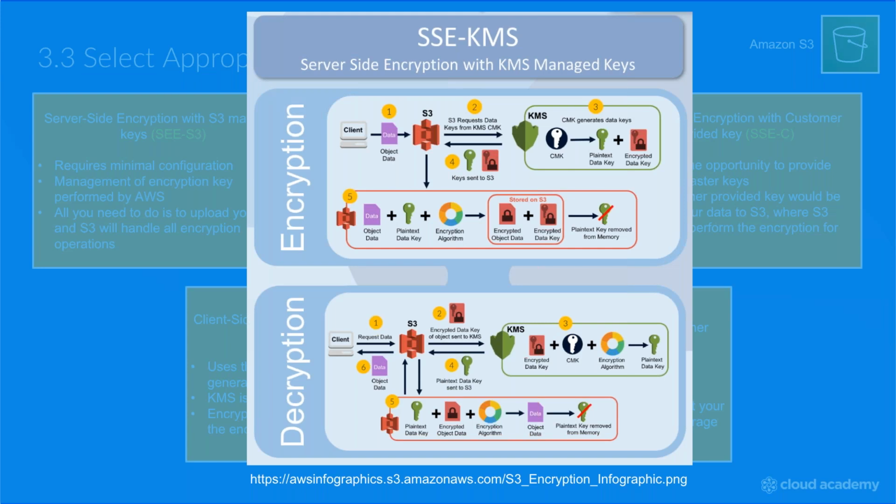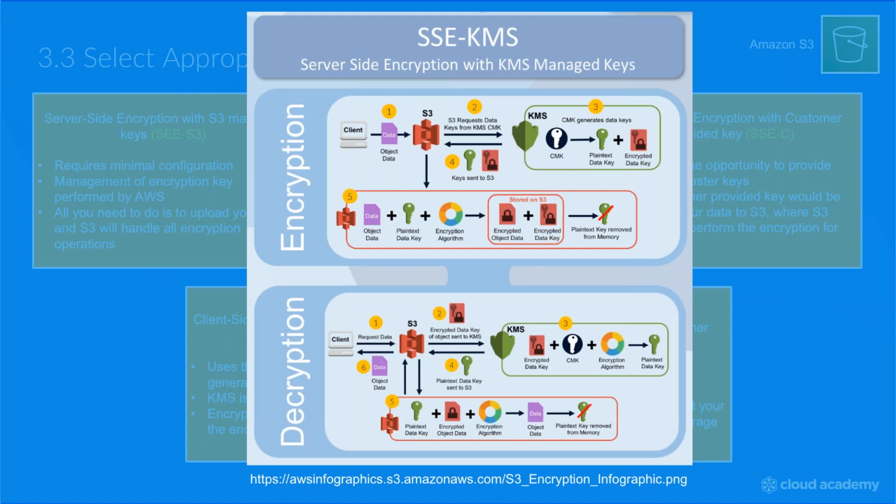So let's now look at the decryption process. Starting at number 1, the client will request the data from S3. S3 will see that the object is encrypted and it has the encrypted data key that's associated with it, so it will send that encrypted data key to KMS. KMS will then identify which CMK generated that encrypted data key, go through a decryption algorithm, and generate a plain text data key. This plain text data key will then be sent back to S3.